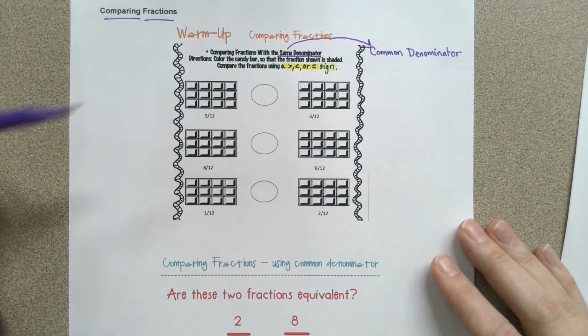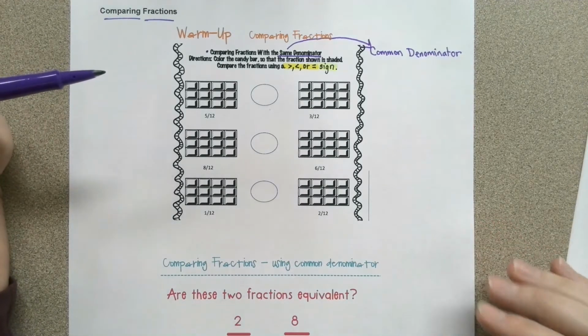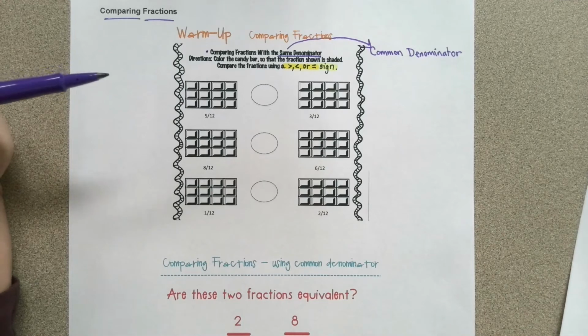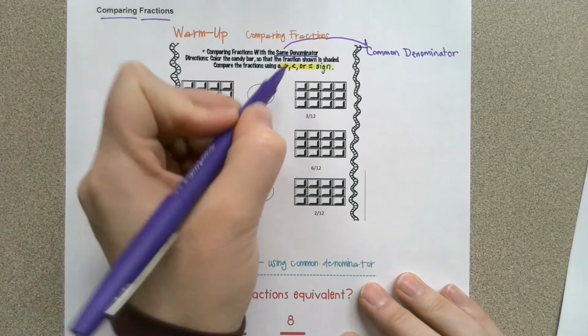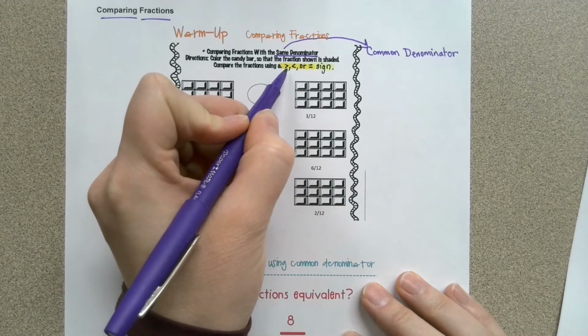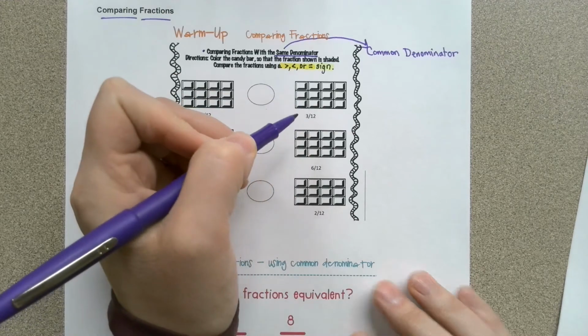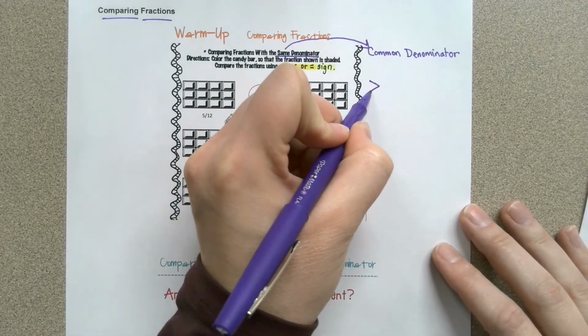Sometimes when the fractions are given to us, they'll already have common denominators that match. Other times we have to create that for ourselves by making equivalent fractions. So we're using equivalent fractions to help compare fractions. And when we're comparing them, we're going to be using the greater than symbol, less than, or the equal to symbol. So it may be helpful to write these down.